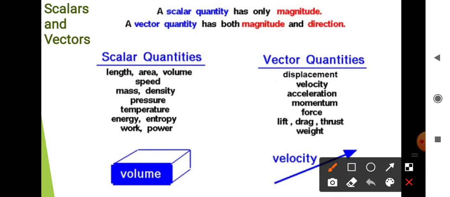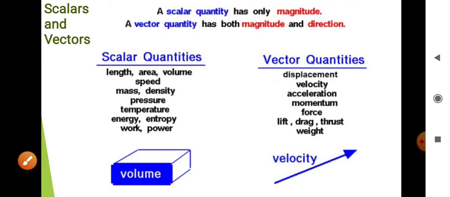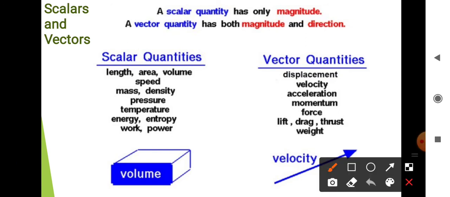Now this is very important. This is scalar quantities and vector quantities. Now what is a scalar quantity? Scalar quantities are those quantities which have only magnitude. For example, length, mass, temperature, pressure, energy, entropy. This term entropy is not in your syllabus. You can simply remember two or more terms only: length, area, volume, speed, right?